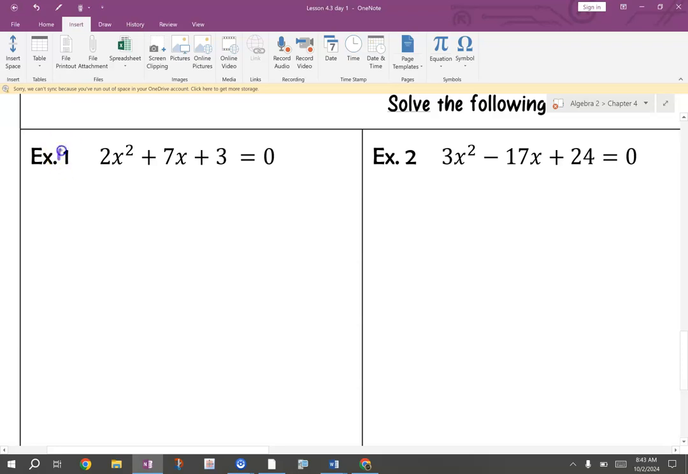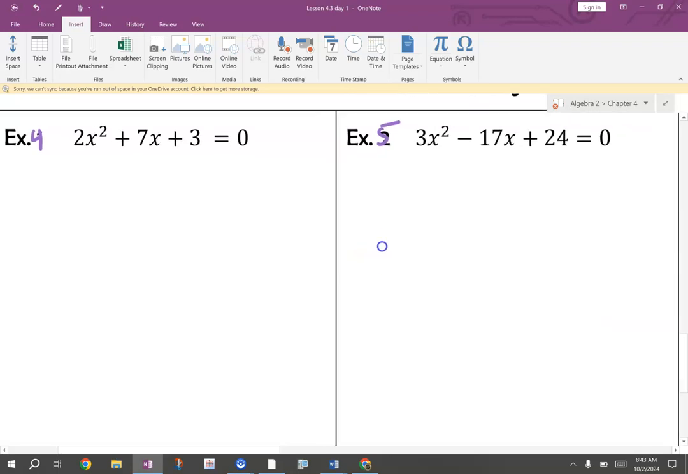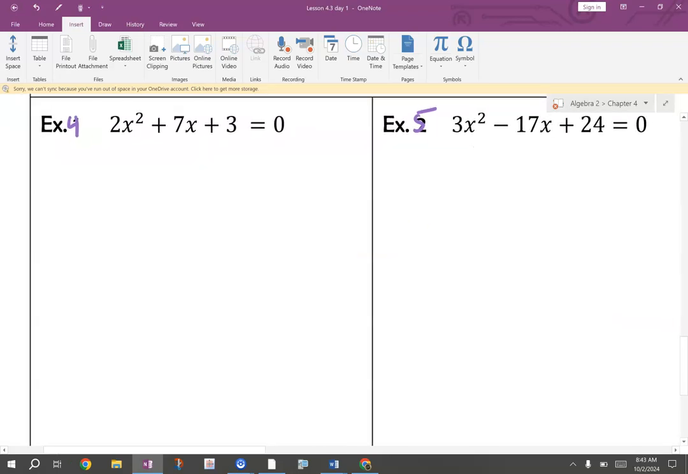All right, I'm going to change this to 4, 5, and 6. All right, example 4. What is the difference in these three problems? A does not equal 1, right? So that beginning number is something other than 1, but we still go through the same process. It's just you have to recognize that there is a number in front of X squared.